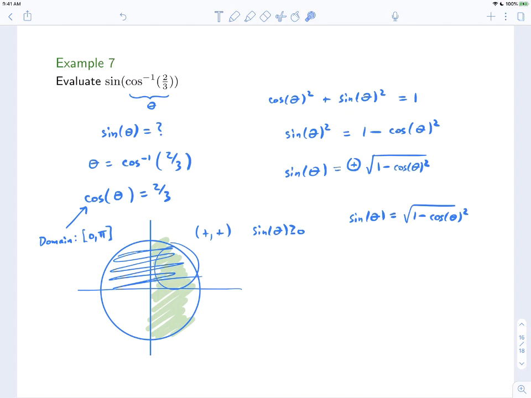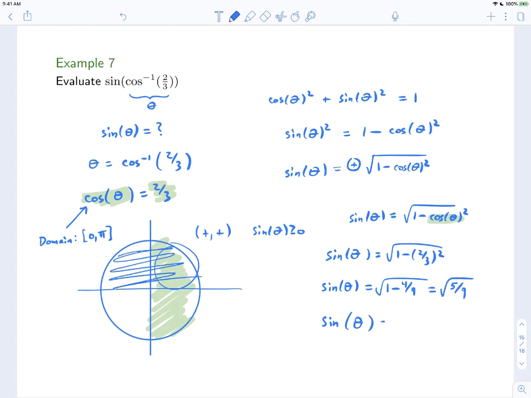Now we solve for sine of theta. We know that cosine of theta is 2/3, so we just plug that in where there's a cosine theta. So sine of theta is equal to the square root of 1 minus 2/3 quantity squared. Sine of theta is the square root of 1 minus 4 over 9, which is the square root of 9 over 9 minus 4 over 9, which is 5 over 9. So sine of theta is the square root of 5 divided by 3. And that's our answer.